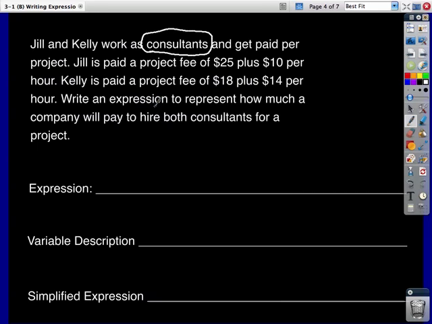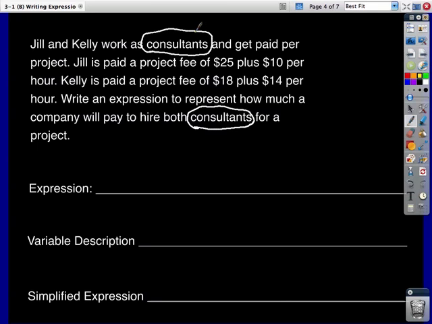Write an expression to represent how much a company will pay to hire both consultants, there's that word again, for a project. Okay, so I'm going to go figure out what this word consultants mean. In fact, I'm going to just look it up real quick in the dictionary, and the dictionary is going to say something like it's a person who advises someone else who provides advice. And companies will pay knowledgeable individuals or people that help them do something.